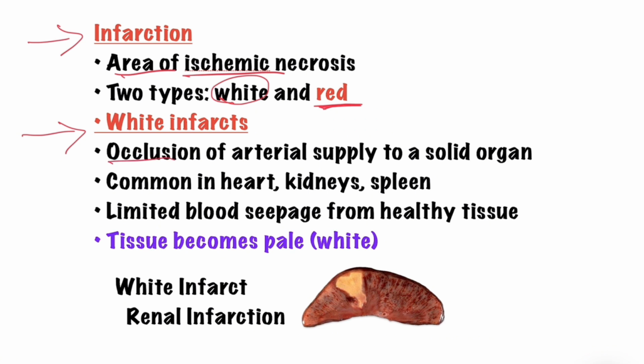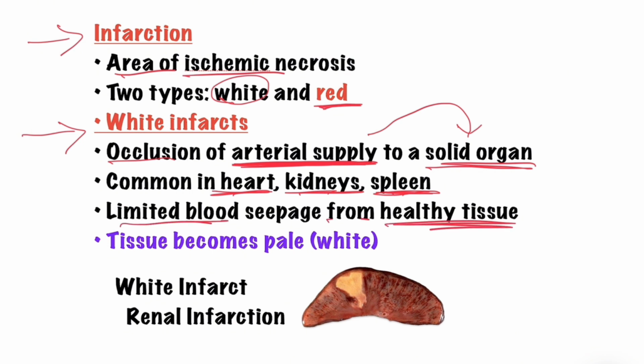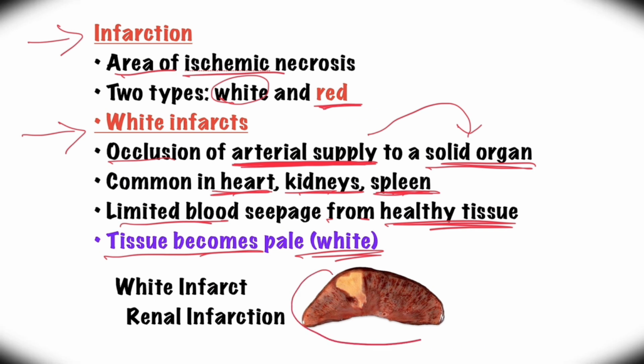It occurs in solid organs, most commonly the heart, kidney, and spleen, because of a limited or single blood supply, with no seepage from healthy tissue, and whenever it happens the tissue becomes pale, and that's why we call it white infarction. An example is a renal infarction, and you can see clearly this is a white infarction in the kidney.